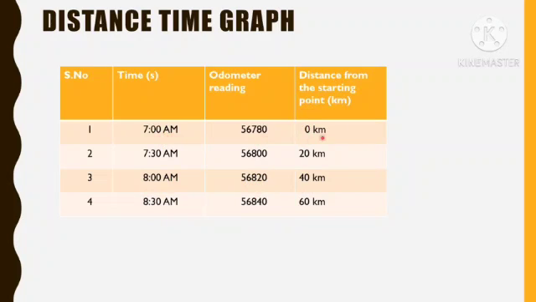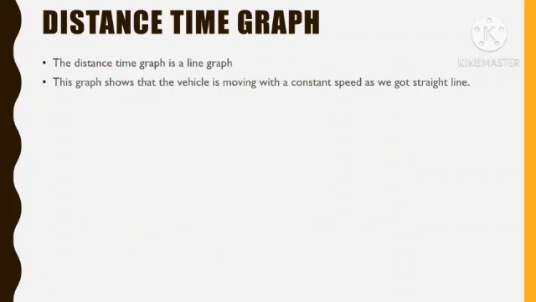So the distance from the starting point, at 7 a.m., was 0 kilometers traveled. At 7:30 a.m. it traveled 20 kilometers. What we did, we subtracted these two, it ran 20 kilometers. And at 8 o'clock it ran 40 kilometers. At 8:30 the distance was 60 kilometers. So based on this, we'll plot a distance time graph, based on the table which was given in the previous slide.